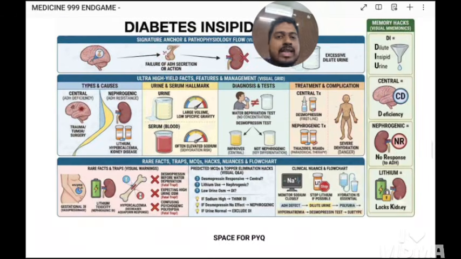Okay. So this is how you differentiate psychogenic versus nephrogenic versus central. This is known as the desmopressin test. The water deprivation test is used for psychogenic diabetes insipidus. The desmopressin test is used to differentiate central and nephrogenic diabetes insipidus.